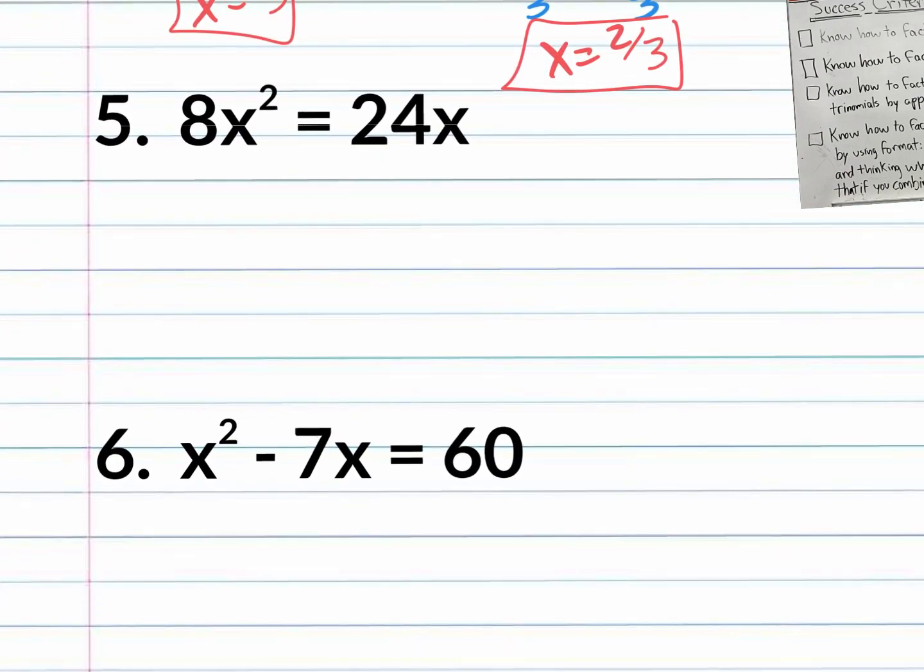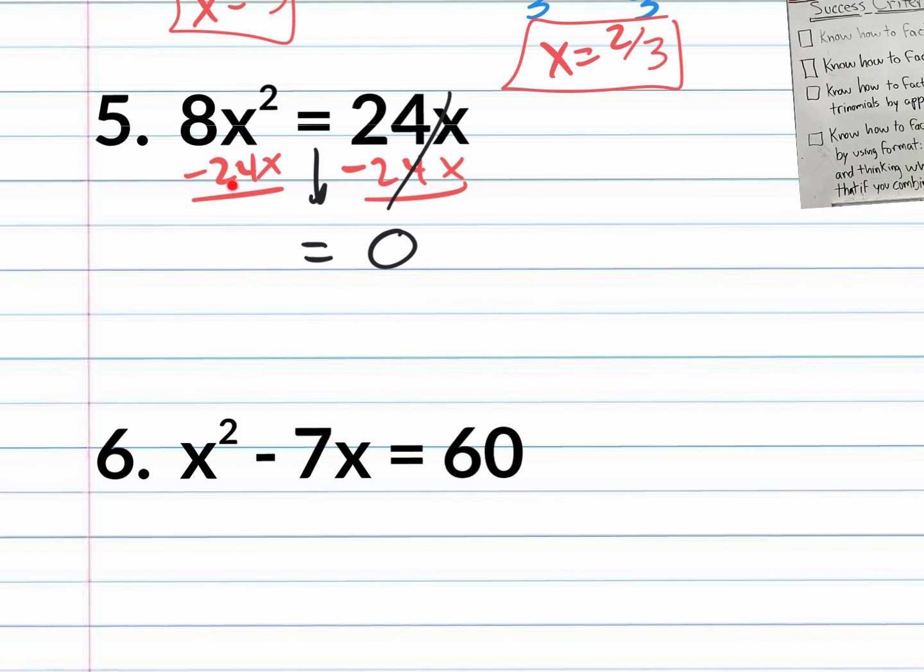But right here, it's not equal to 0. It's equal to 24x. So we don't want equal to 24x. We want it to be equal to 0. Why? Because we want to use the zero product property, okay? So let's first start by subtracting 24x and subtracting 24x. That way, you really will have equals 0 because that canceled out.